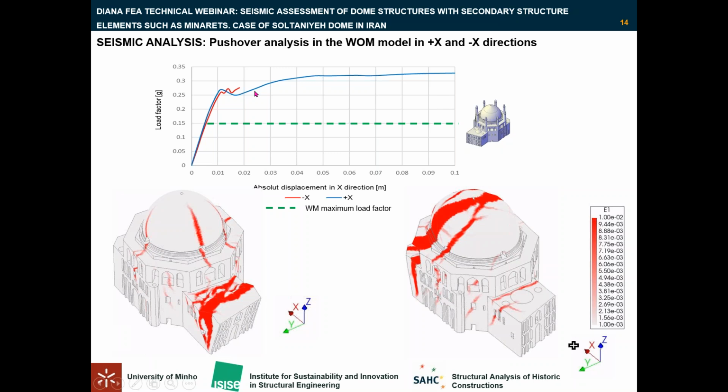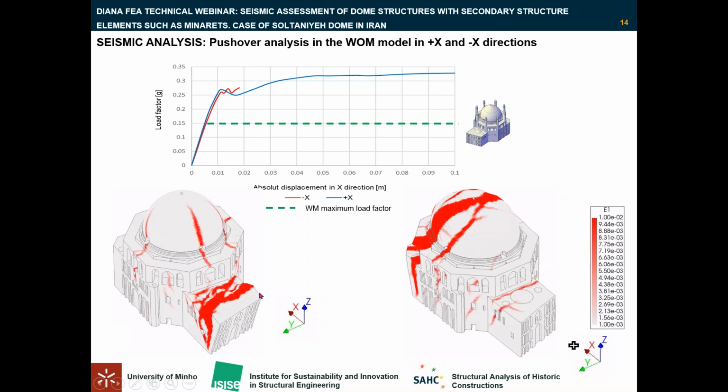As you can see in the graph, compared to the with-minaret model, in which we had the maximum load capacity of 0.15 G, the load capacity increases in both negative and positive directions: 0.33 G in the positive and 0.72 G in the negative direction.